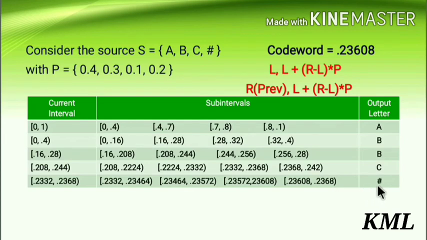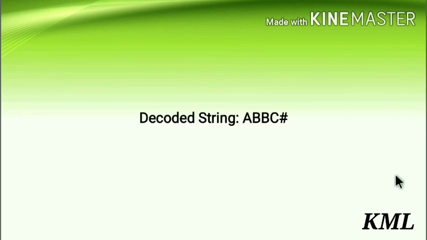Okay, so now after encountering hash, what can you conclude? That your input or the output is fully processed. Okay, so hash marks the end of a string, so your output is complete. So now you have to output this string. Okay, so what do you get? A, B, B, C, hash. If you remember, we have our input letter for the encoding as this string only, so your output is correct. Okay, so your decoded string is A, B, B, C, hash.